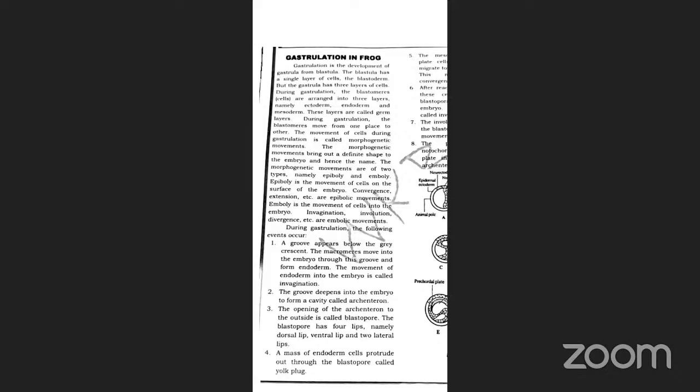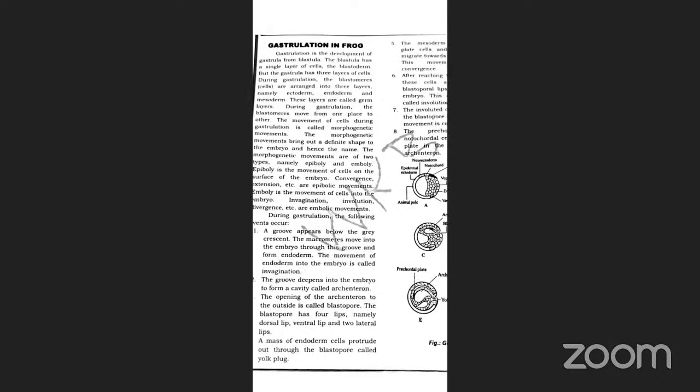And the notochordal cells that are there, what do you mean by the cells which are forming the vertebral column? They are the notochordal cells and the nervous system. Those cells will form a darker color and they will form a small crescent-like structure, and that is called a gray crescent. So the groove appears below the gray crescent, and the macromeres move into the embryo through the groove to form an endoderm. That is what I have shown you here. The macromeres will be moving inside to form the endoderm. And this movement is called invagination. So invagination will be occurring.